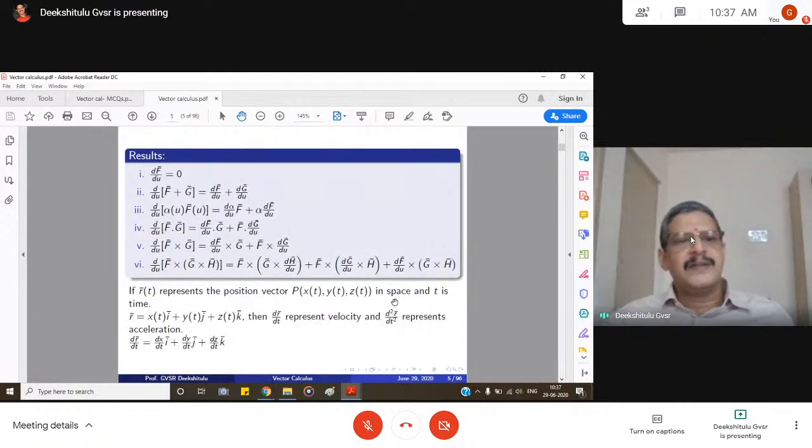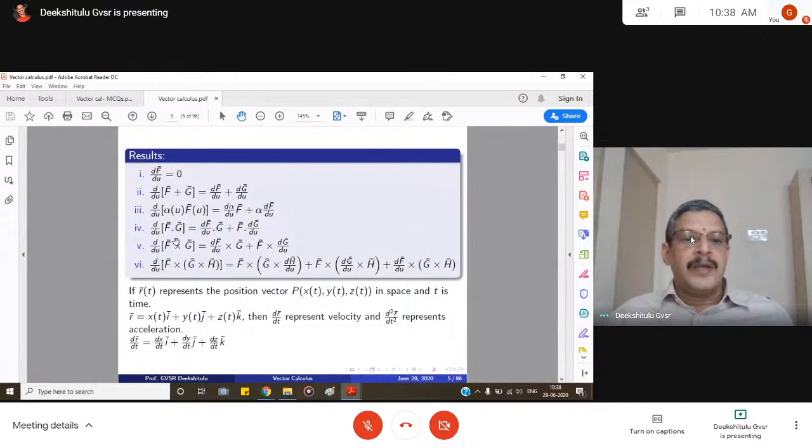So, basic results. d by du of f bar plus or minus g bar is equal to df by du plus or minus dg by du. If f bar is a constant, then it becomes 0. d by du of phi of u times f bar of u is equal to dphi by du into f bar plus phi into df bar by du. Then d by du of f bar dot g bar, the dot product, see, it comes just like a u v product: df by du dot g plus f dot dg by du. Then the cross product also follows the uv property: df by du cross g plus f cross dg by du, just like the derivative of u into v.